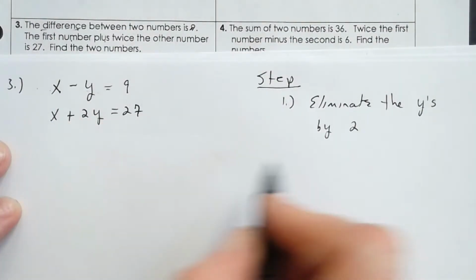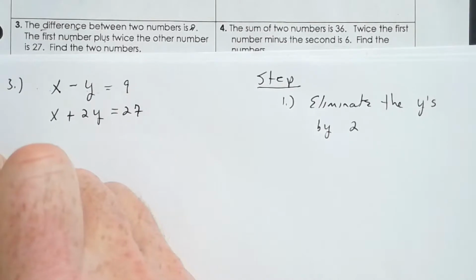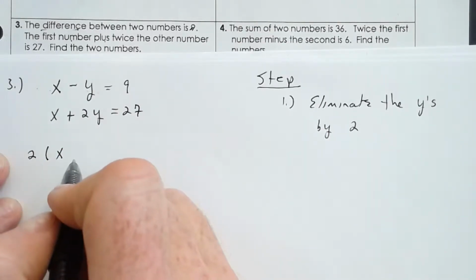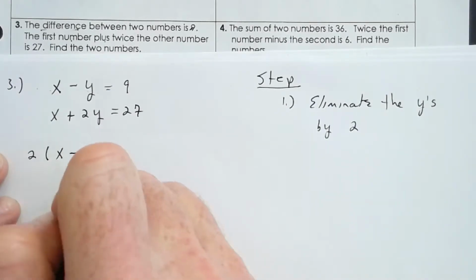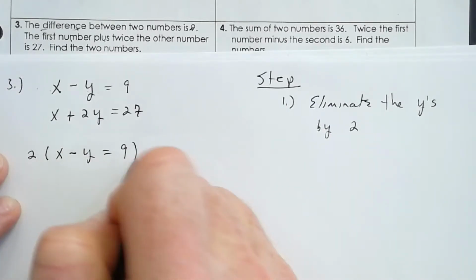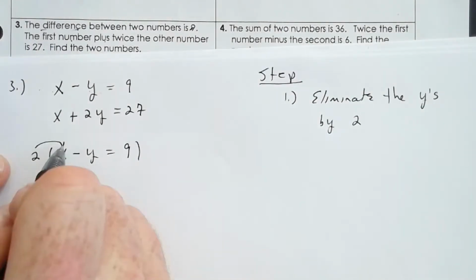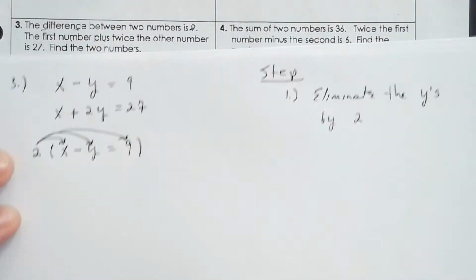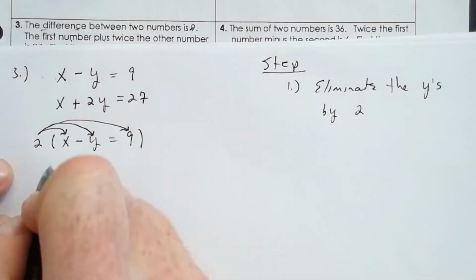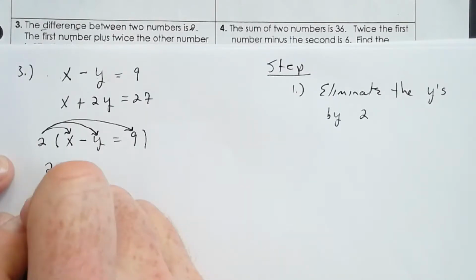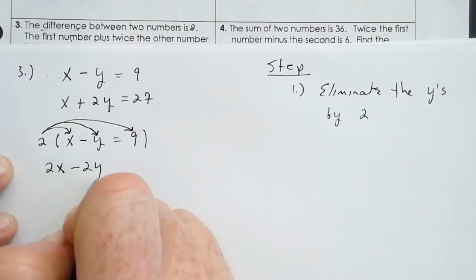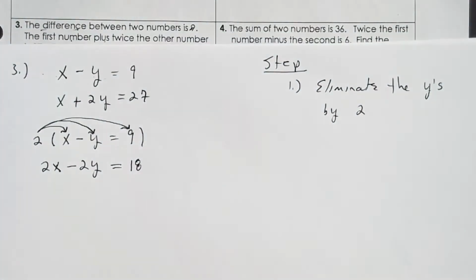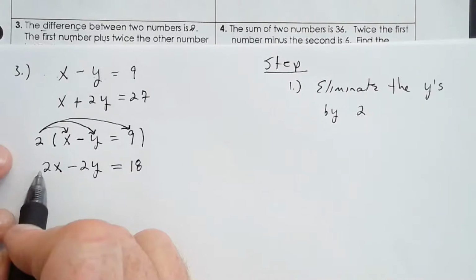So we're going to multiply that first equation by 2. So 2 times, and make sure you always put the entire equation in parentheses, x minus y is equal to 9. And now we're going to distribute this to all three of those terms, so that we're left with 2x minus 2y is equal to 18. So that's our new equation. So this is our result.